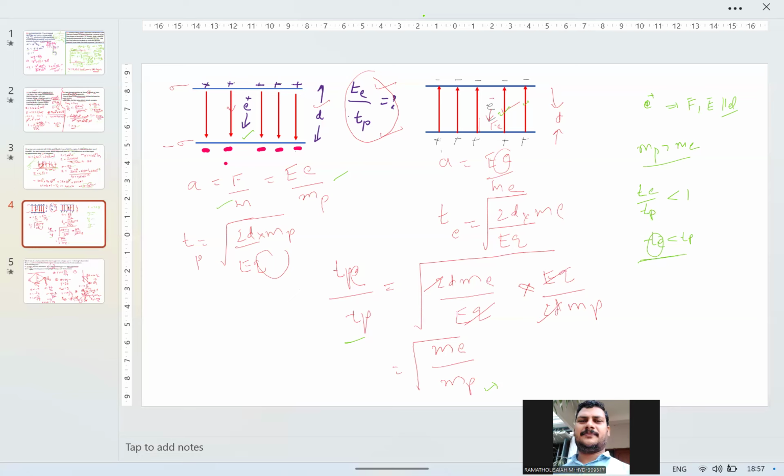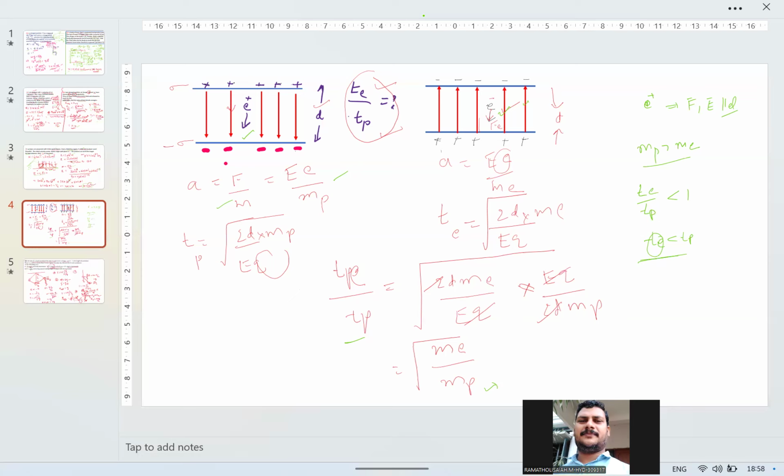So that time you have to take the acceleration in the positive direction. Both particles should have acceleration in the same direction. In these values D, M, E, Q, they may change and then ask.